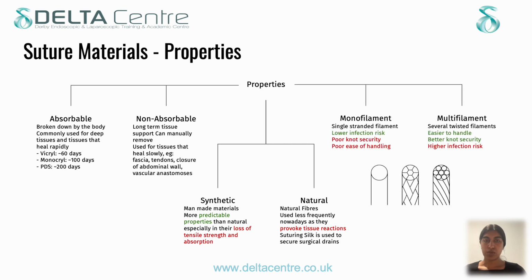Sutures can be monofilament or multifilament. Monofilaments are single-stranded filaments. They have a lower infection risk, whereas they have a poor knot security and a poor ease of handling. Multifilament sutures are several twisted filaments. They're easier to handle. They have better knot security, however they have a higher infection risk.